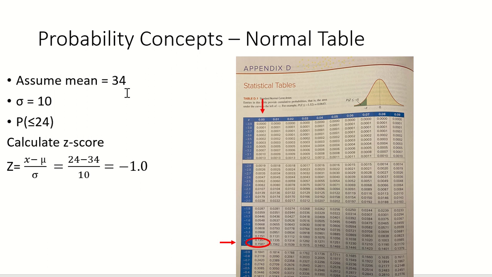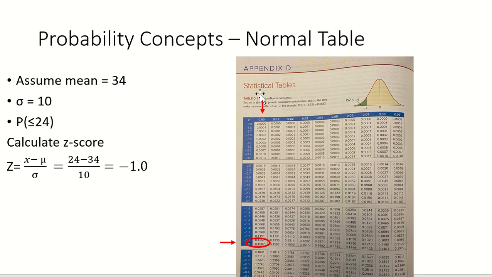Just a few seconds ago, we looked at this. We said 34 was the mean, and 24 was the value I was looking at. So here's the value I was looking at, there's the mean, divided by the standard deviation. This is minus 10 over 10. That gives me a z-score of minus 1.0.